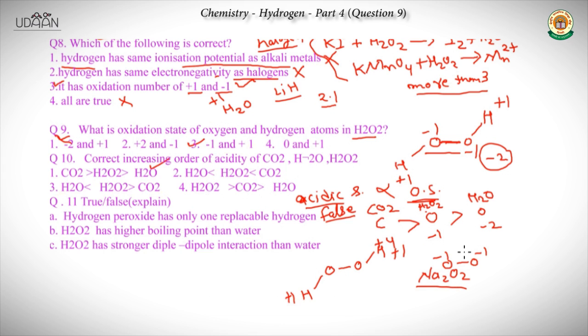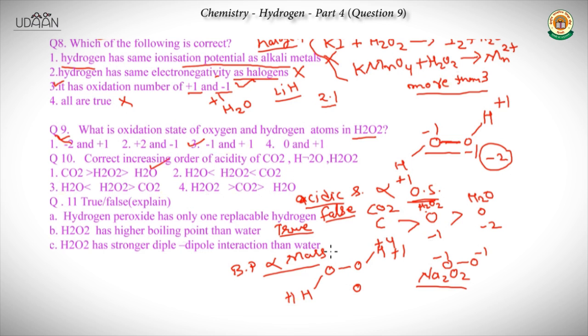So both of these hydrogens are replaceable. Okay, then the second one: H2O2 has higher boiling point than water. Yeah, it is true. Let me tell you why. Because boiling point, I have already discussed, is directly proportional to mass. Okay, and in H2O2 there is one more oxygen atom, that is, its molecular mass is higher than H2O, so it has a higher boiling point. Okay, and the last one, we have this last question with us.